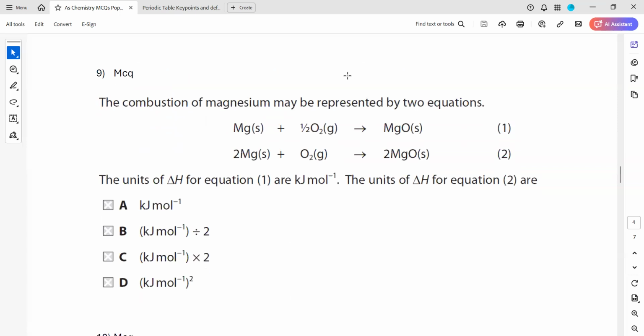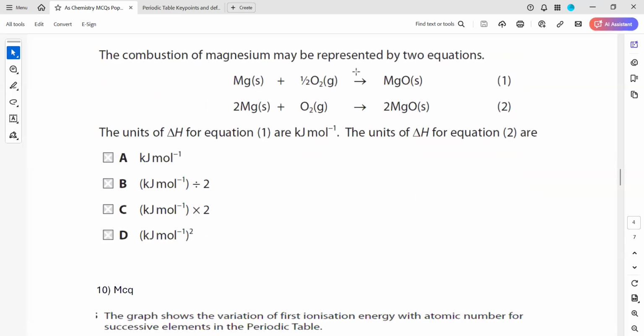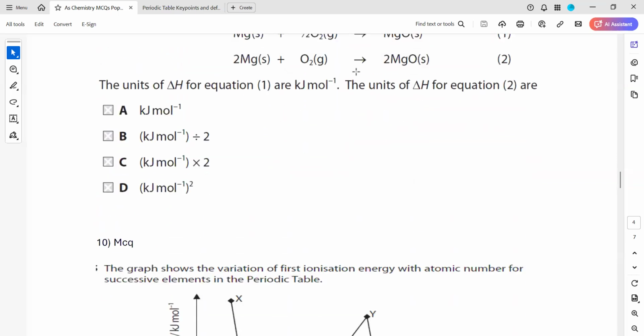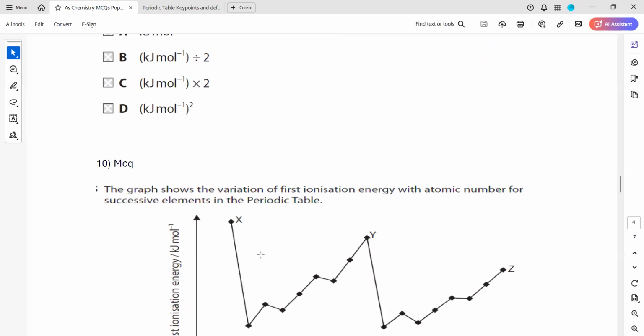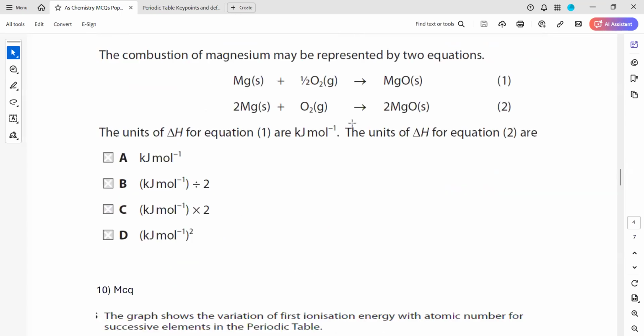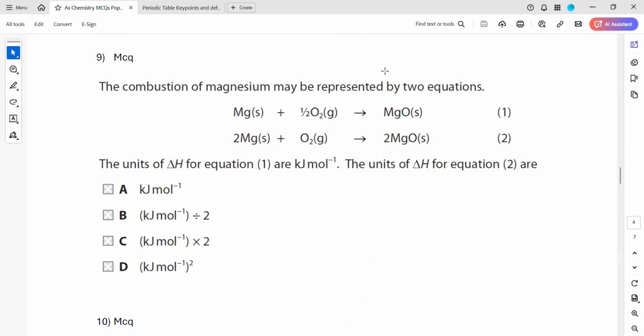Question 9, any doubts? Question 9. In question 9, the unit of enthalpy change for the first equation is kilojoule per mole. The unit of enthalpy change for the second equation will also be kilojoule per mole. The unit of enthalpy change does not depend on the number of moles. It's just a factor that has changed, but the unit never changes.